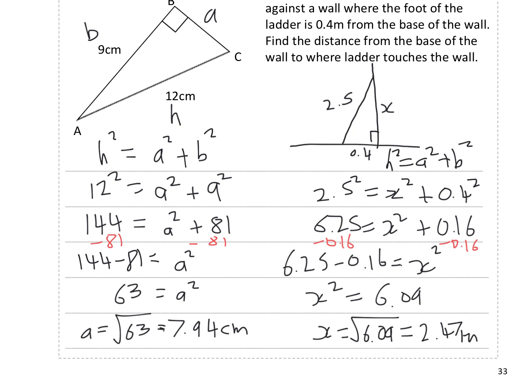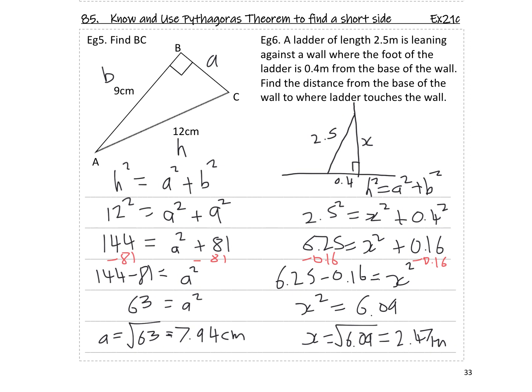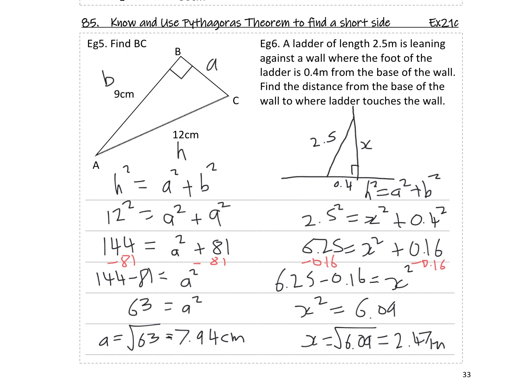Now before, I said when you check your answer, when we were finding the hypotenuse, it should be the longest side. But in these two examples then, we can check to make sure that these are not the longest sides because they're not the hypotenuse, we're finding a shorter side. The hypotenuse is 2.5 and we've got 2.47, so that's shorter, so that's okay. And here in example 5, the hypotenuse was 12 and we got the short side to be 7.94. Again, smaller than 12, so that's okay.